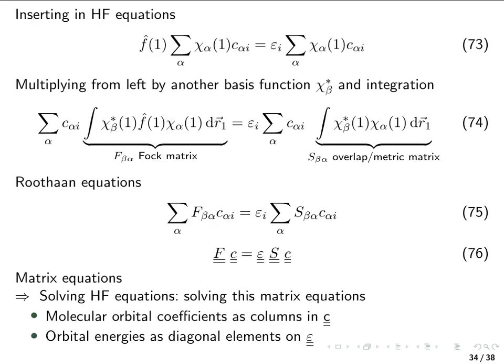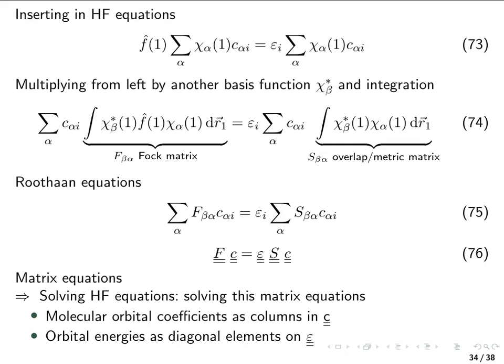Now we insert the expansion of the spatial orbitals into the spatial Hartree Fock equations, here, here and also on the right hand side. And how do we actually solve this equation? How do we find these expansion coefficients? Because those are now the unknowns, these expansion coefficients.